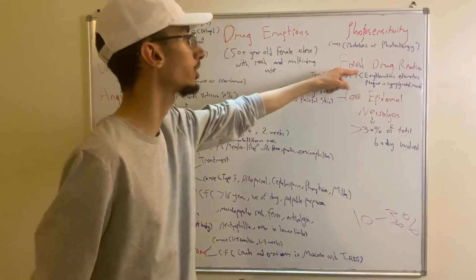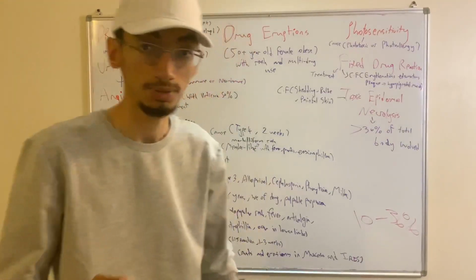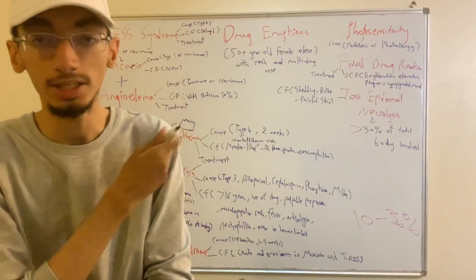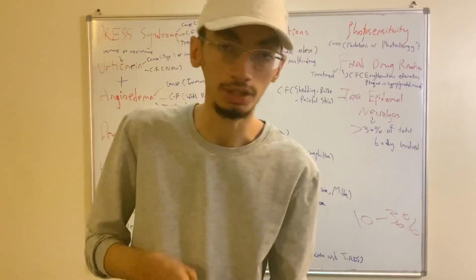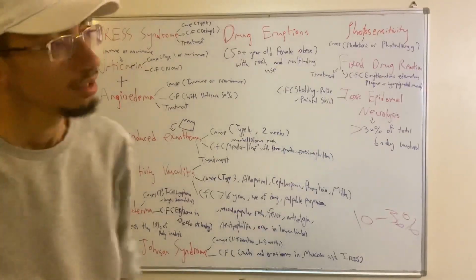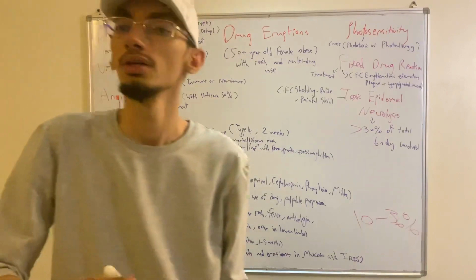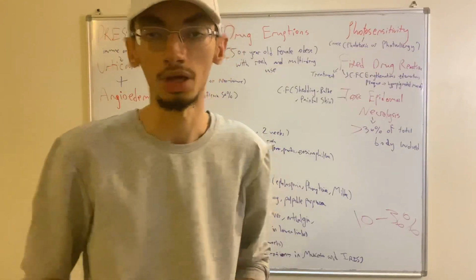We have fixed drug reaction and photosensitivity. Now, fixed drug reaction basically means that you have a lesion at the same site whenever you use a medication. So let's say we have a patient here that has a drug reaction to an antipyretic or antibiotic or anticonvulsant, any of those three.